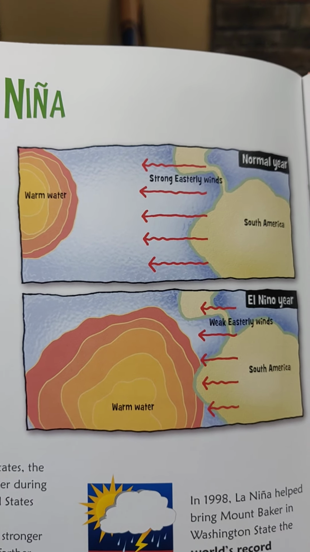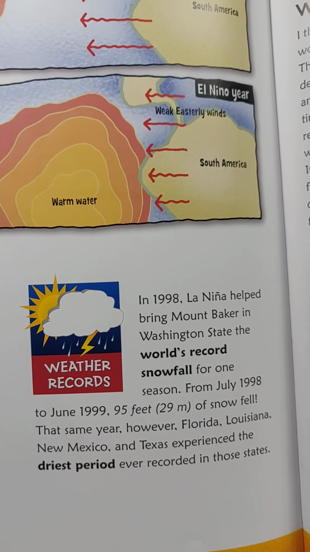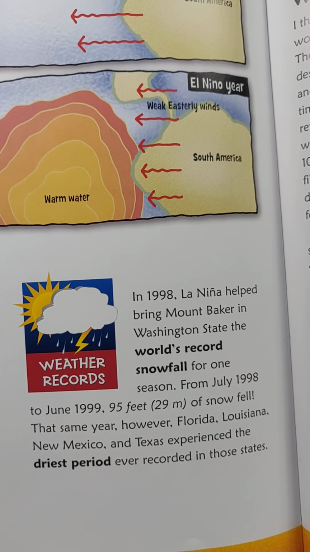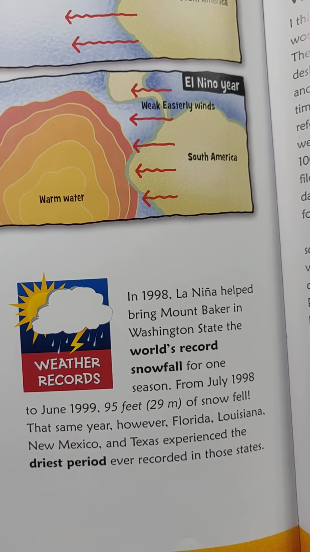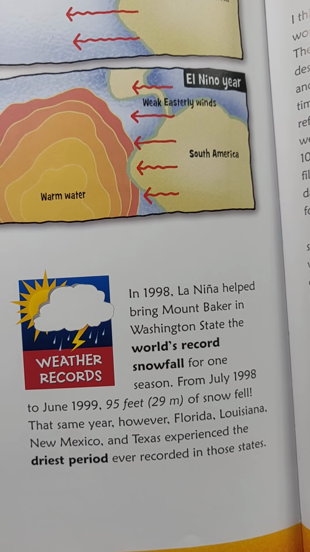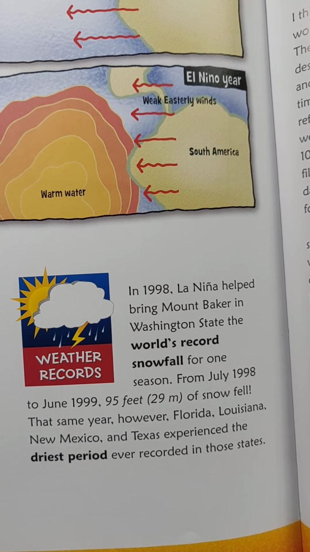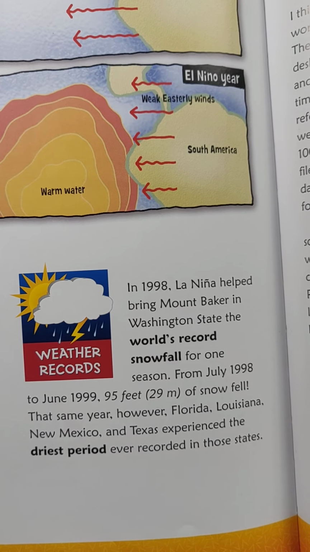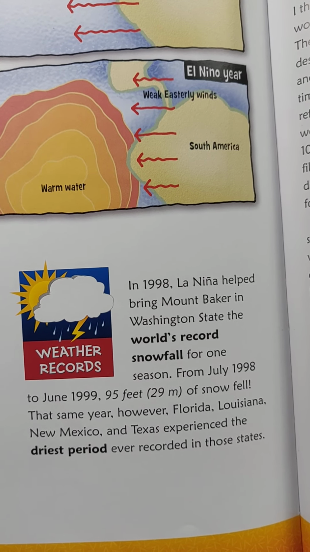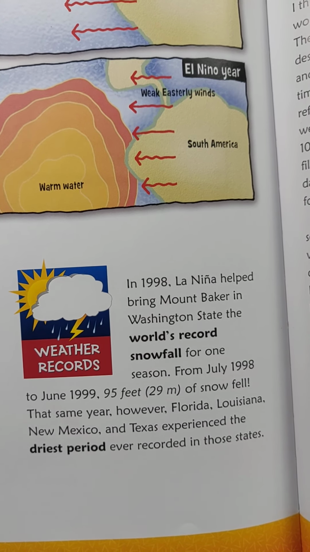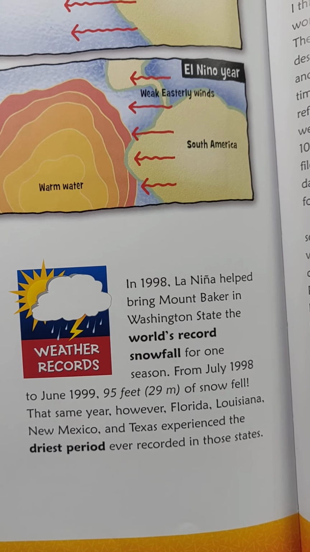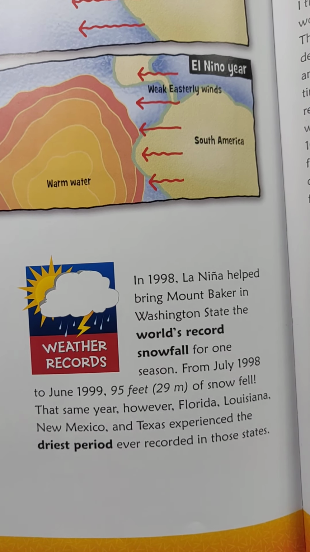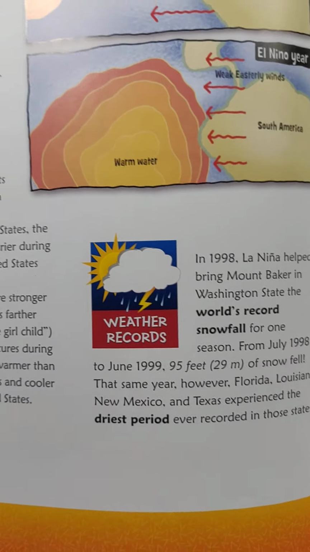Here's the pictures. Weather records. In 1998, La Niña helped bring Mount Baker in Washington state the world's record snowfall for one season. From July 1998 to June 1999, 95 feet of snow fell. That same year, however, Florida, Louisiana, New Mexico, and Texas experienced the driest period ever recorded in those states.